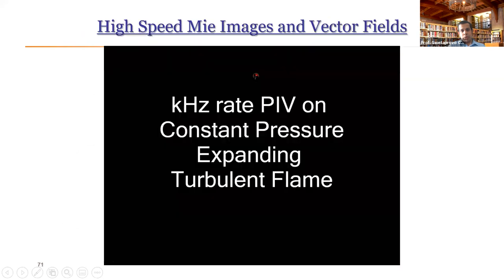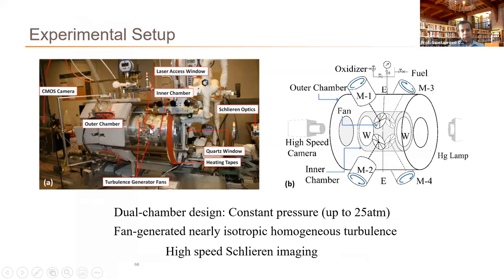Okay, so in this case, the laser is passing through the sides. The window is designed such that it has a plano concave lens which expands the laser beam into a sheet, and you visualize the laser sheet from one of these windows, the same window we use for Schlieren and imaging.